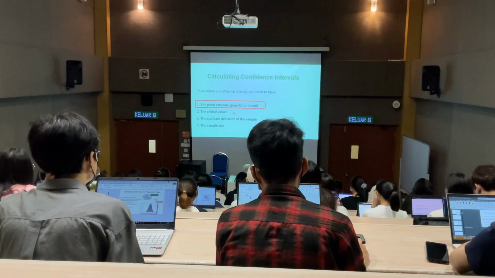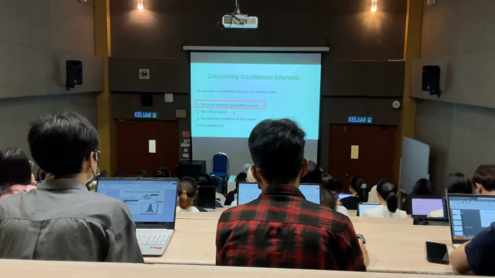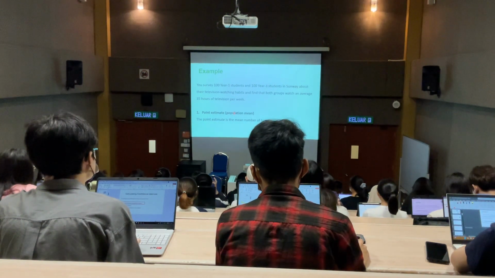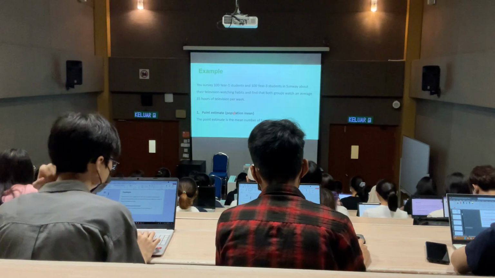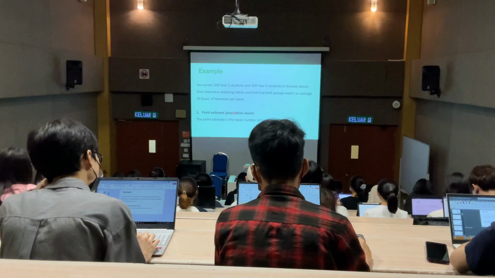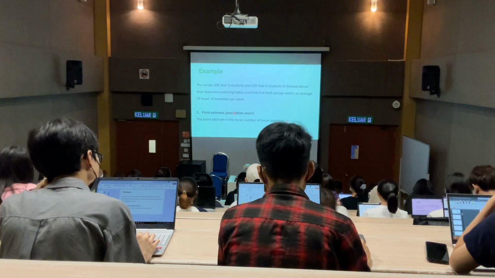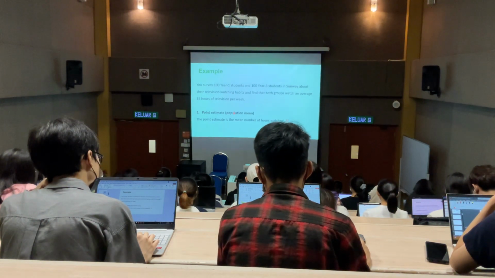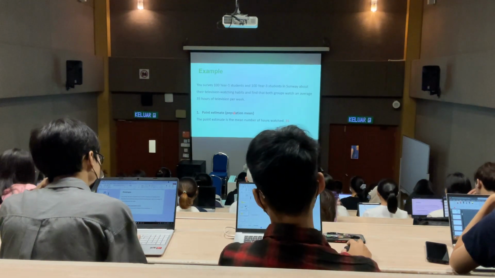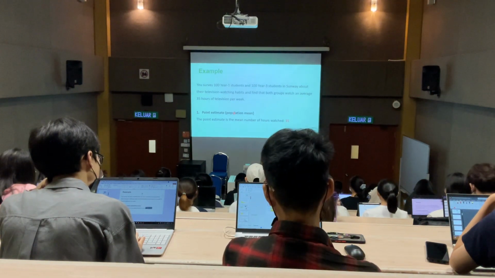So first, you need to identify the population mean. So let's say you have an example here. This is the survey that you carry out, your study. So you study 100 year 1 students and 100 year 3 students in some way about their television watching habit. And you find that both groups watch an average 35 hours of television per week. This is the total, this is the average. So you got your population mean.